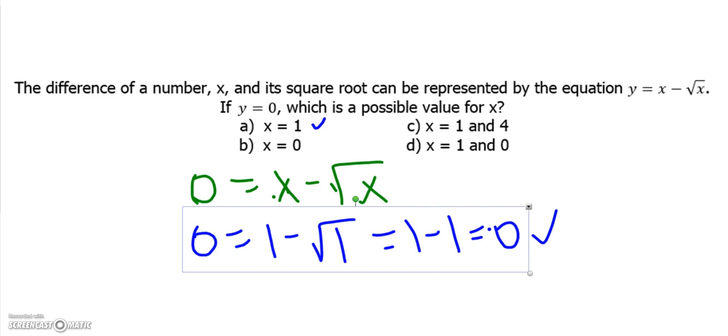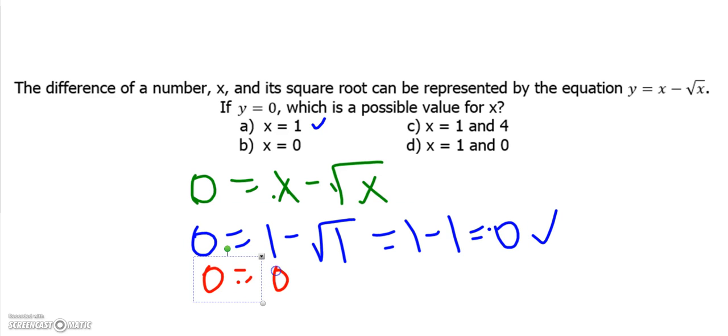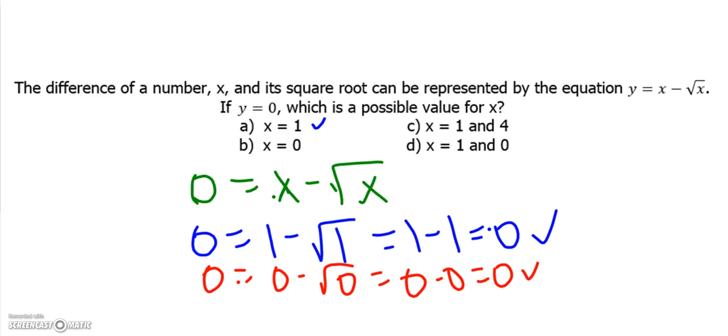Now let's check out B by plugging in 0. 0 equals 0 minus the square root of 0. We know the square root of 0 is 0. So 0 minus 0, which is 0. So 0 works. So right now, A and B both work. That means D has to be our answer.